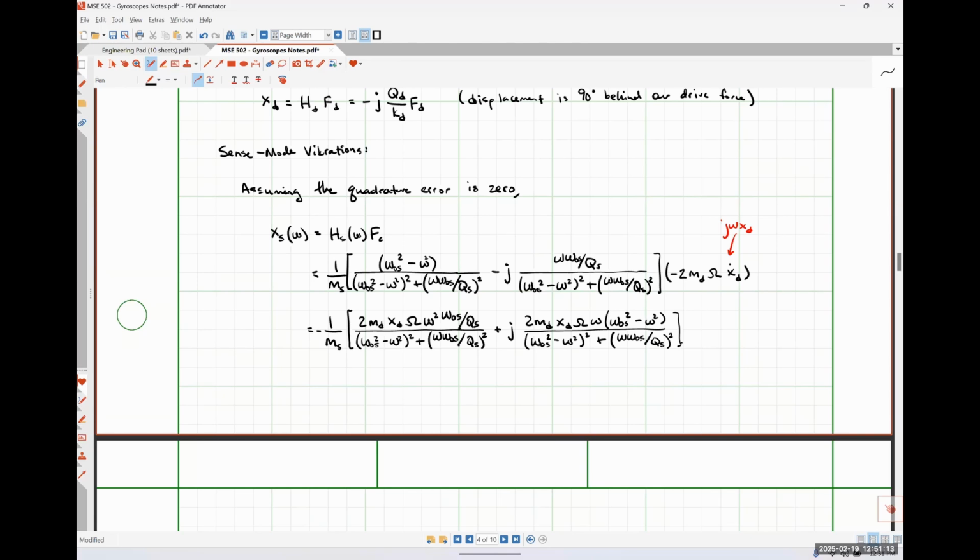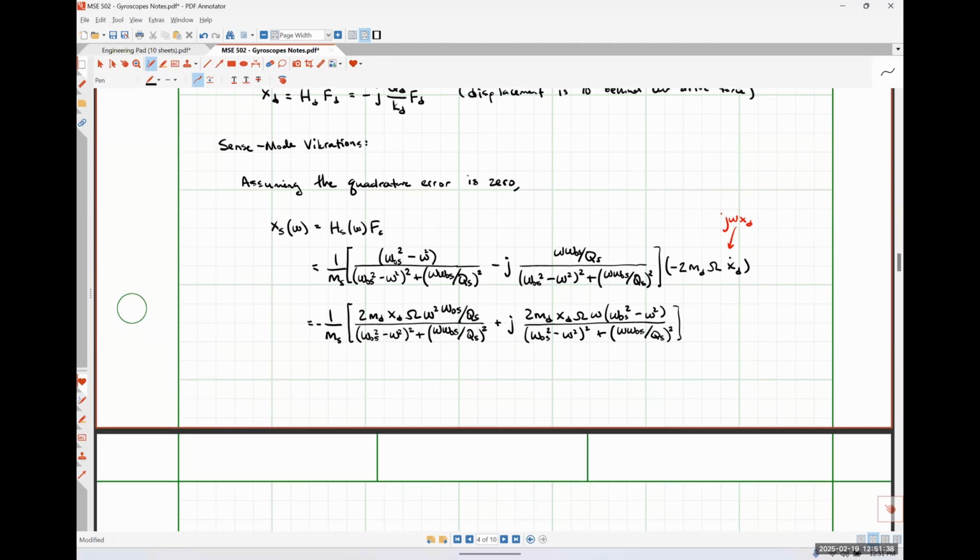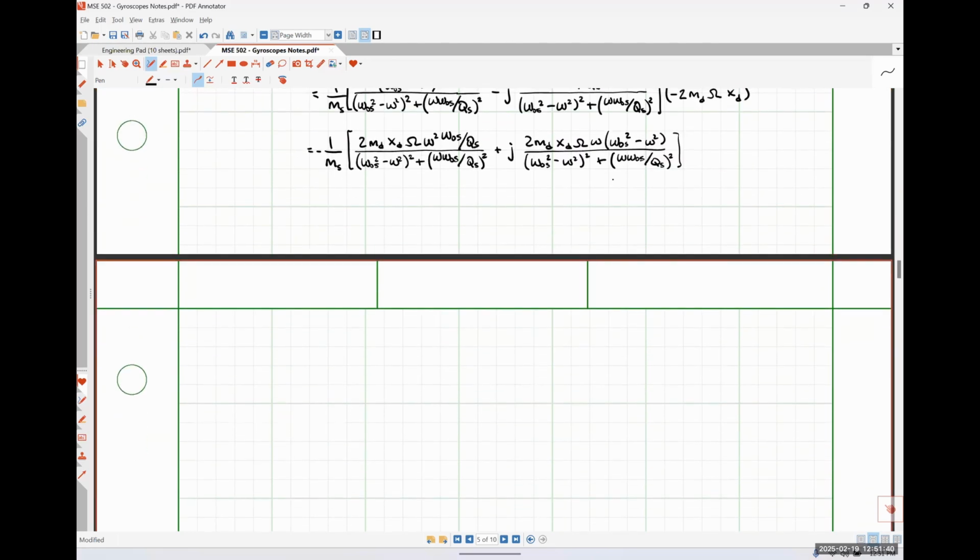Those two cases are called matched modes, where omega naught S and omega naught D are literally the same, so the resonant frequency of both our sense and drive systems are equal to each other. Or we can have separated modes, where the resonant frequency of our sense system is much, much larger than the resonant frequency of our drive system, so that we don't get any interference between those two types of vibrations. So let's look at matched mode systems first.